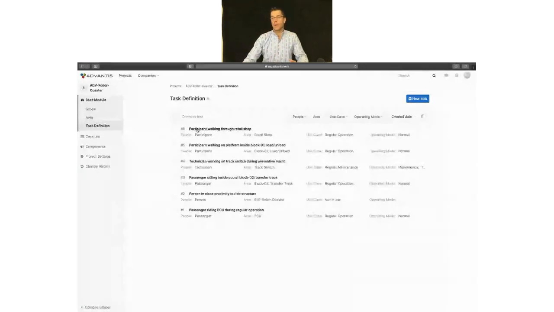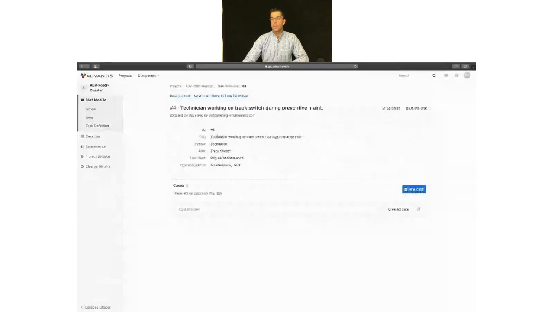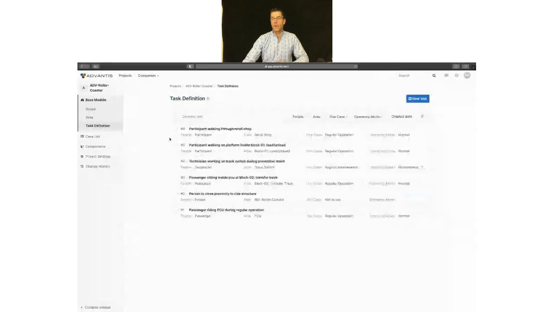One example here that I'm going to touch on is a participant walking through the retail shop. Simple task. Participant is walking on a platform inside the load-unload station. Technician working on track switch during preventive maintenance. So when we look at one of these, it includes the person, the area, the use case, and the linked operating mode. That task definition is very important, and I see that neglected.